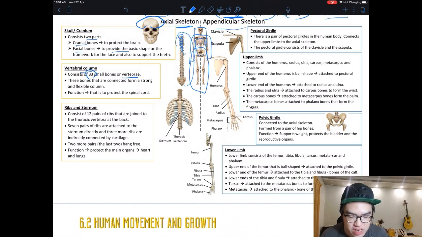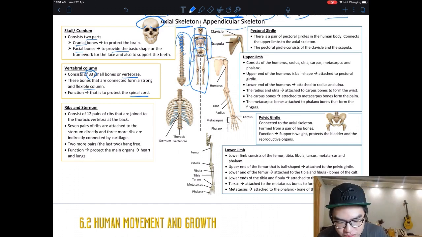So what's the function? This is to protect your spinal cord. What is a spinal cord? I think you've learned this in Form 2, Form 3 already. The spinal cord is the main nerve in your body. It runs inside your backbone. The backbone surrounds the spinal cord so that you don't get hurt. It's to protect it.